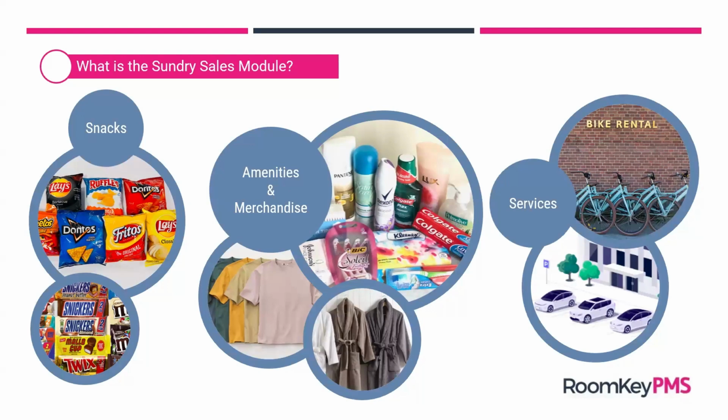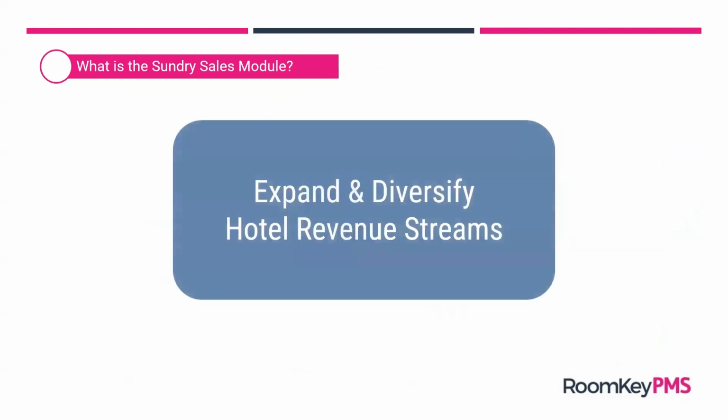The overall idea about these items, whether they're snacks, amenities, merchandise, or services, is that they allow you to expand and diversify the different revenue streams available for your hotel. So instead of just selling guest rooms, you might be able to sell additional services or items directly from the front desk. And using this Sundry Sales module, it makes the process very streamlined. So it does not disrupt or cause additional steps for the front desk staff, regardless if it is a guest or a non-guest purchasing these items.